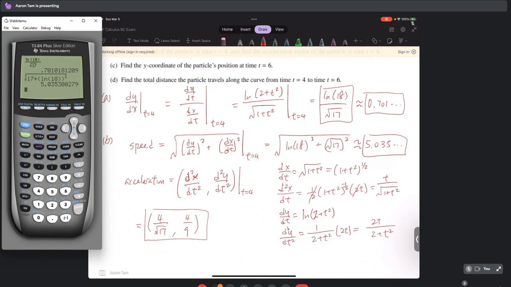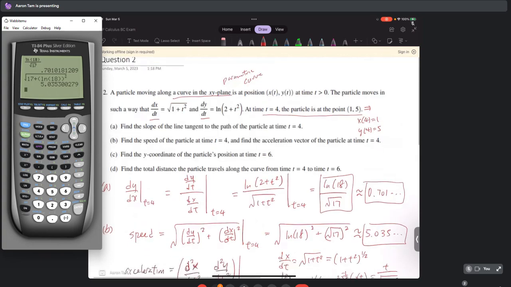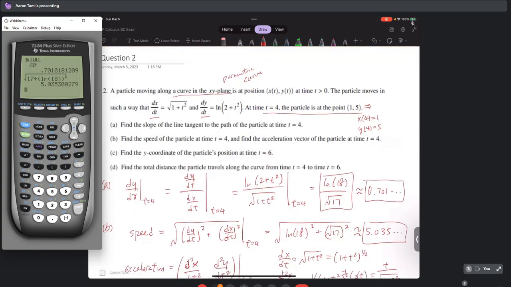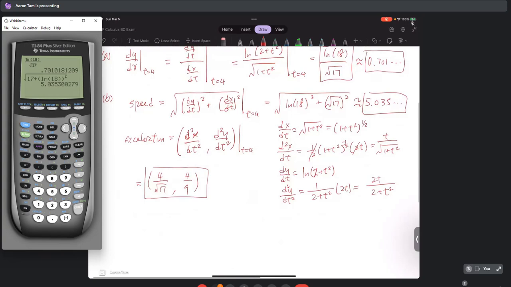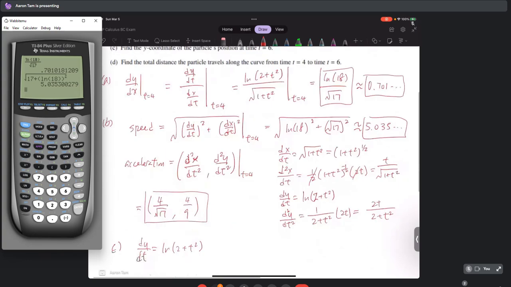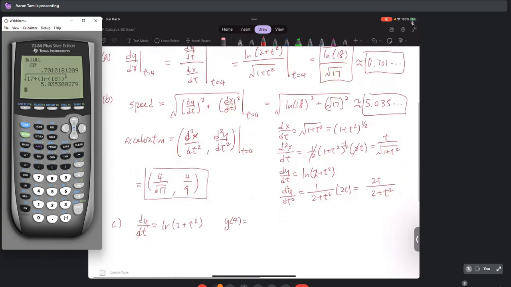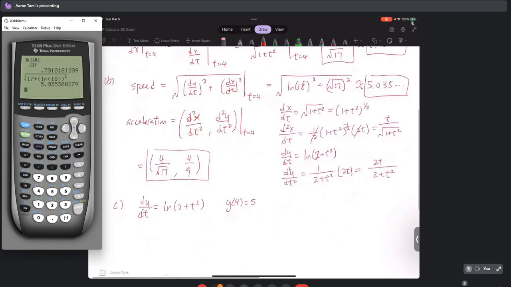Part C: find the y-coordinate of the particle position at time t equal to 0. Now that is exactly what I was talking about with the initial condition and the derivative. Whenever you're given an initial condition and the derivative of some function, then it's very likely that on the BC exam you're doing the fundamental theorem of calculus. So here we are given dy over dt, which is equal to natural log of 2 plus t squared. The question already gives us that y of 4 is 5, and the question asks us what is the position at 6. Y of 6.